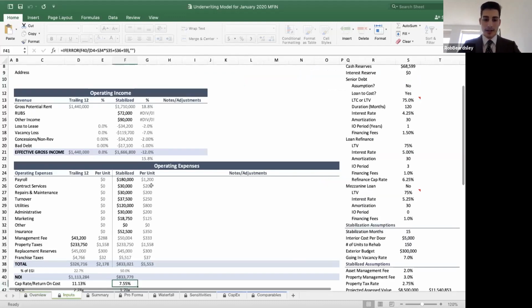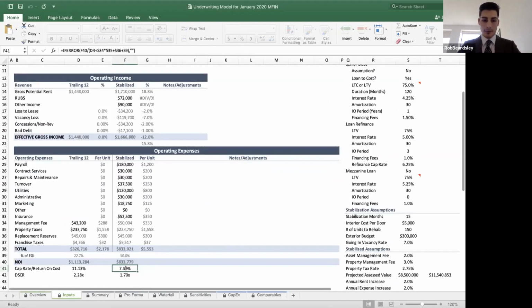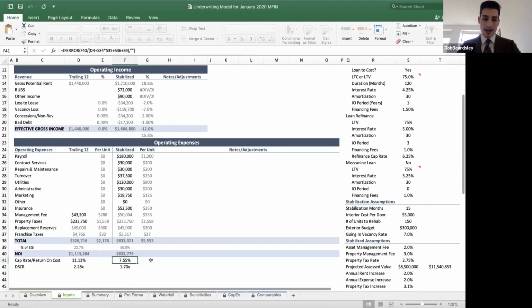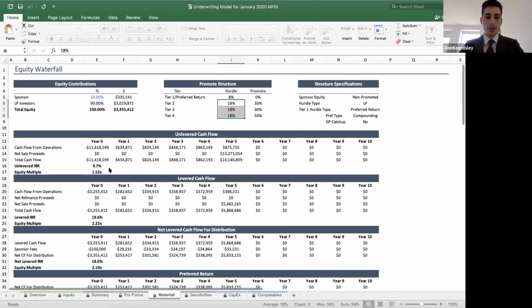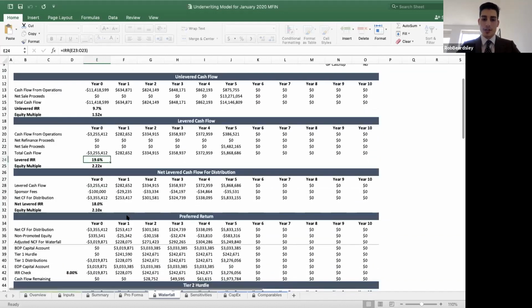So let's go back to our example here. We've got our value add deal. We're getting to a 7.5% return on cost, and let's jump to the waterfall. This is generating a 9.7% unlevered IRR for ourselves. So when you put in the debt, we're almost at a 20% IRR. And just running through the waterfall.